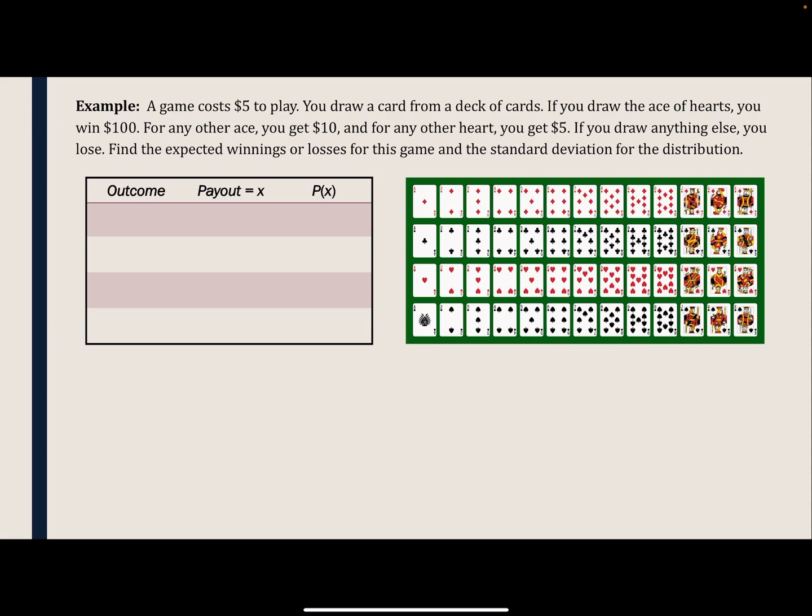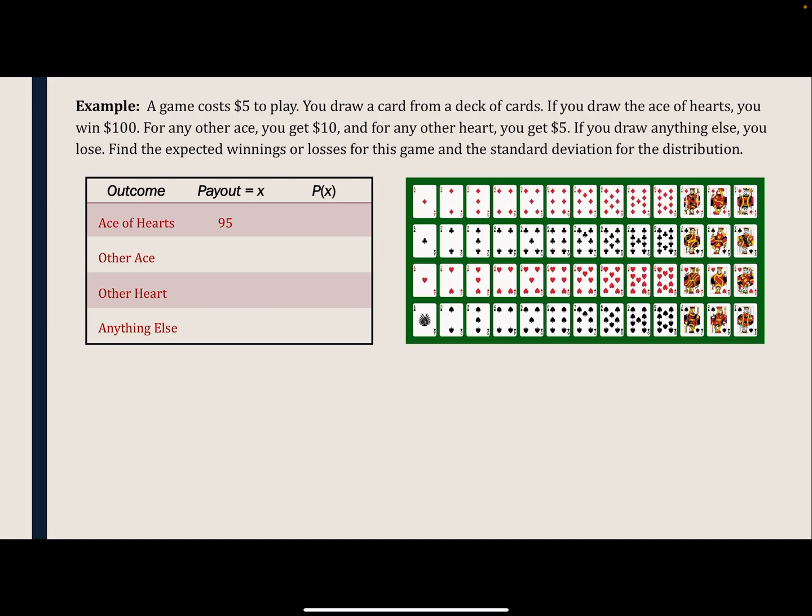So let's look at our outcomes. We can get the ace of hearts, another ace, another heart, or anything else. Remember, we have to include all of the possibilities that can happen with this game. Now we want to calculate the payout for each. If we draw an ace of hearts, we win $100, but you can't forget that you still paid $5 to play the game in the first place. So the payout is not $100, it's $95, because you're already down $5.